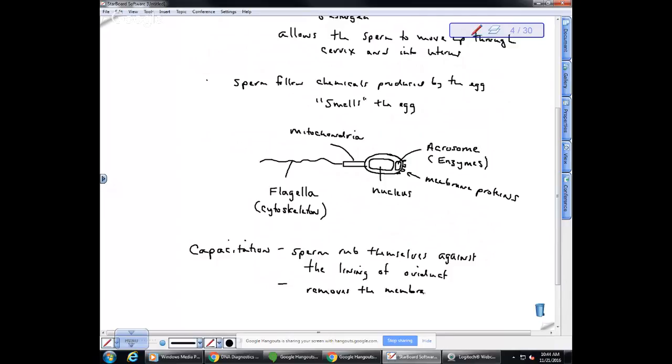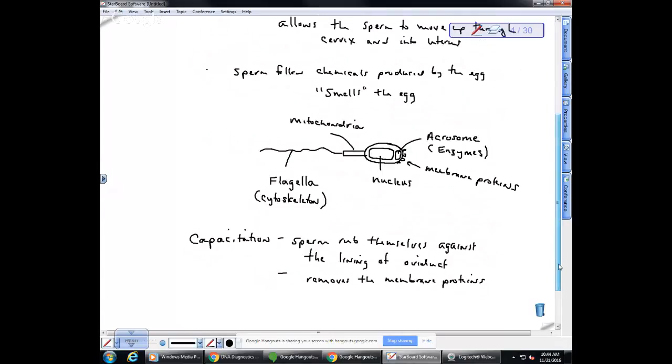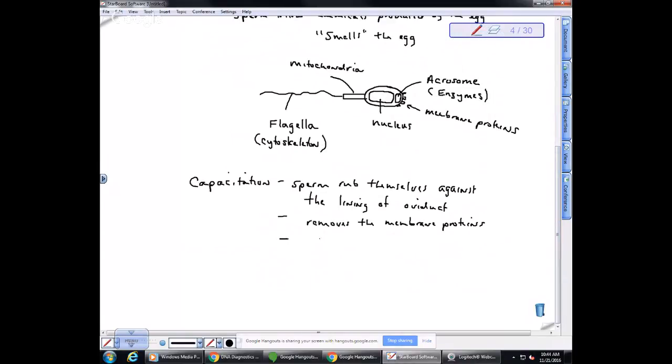And the reason why these proteins are important is that they prevent the enzymes in the acrosome from being released prematurely, right? So the acrosome is now, after it strips off those membrane proteins, ready to release the enzymes.